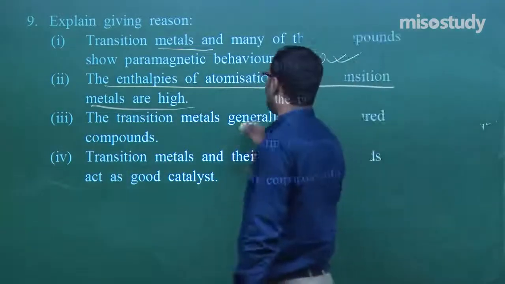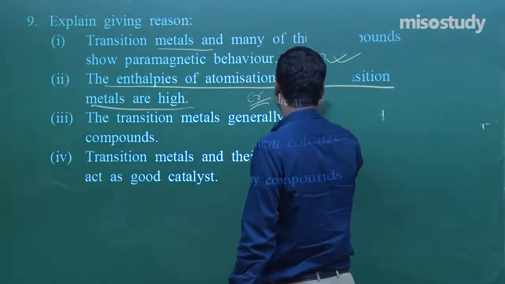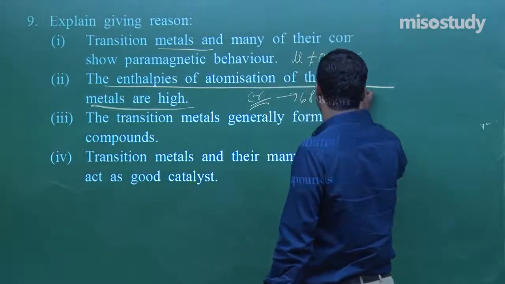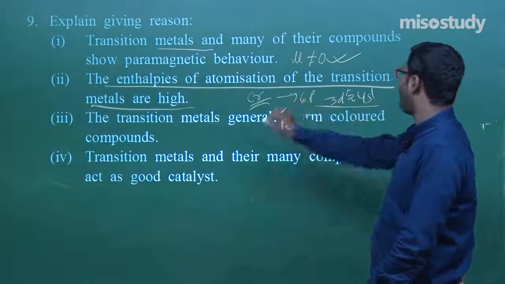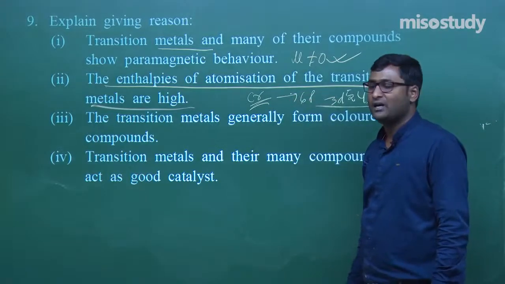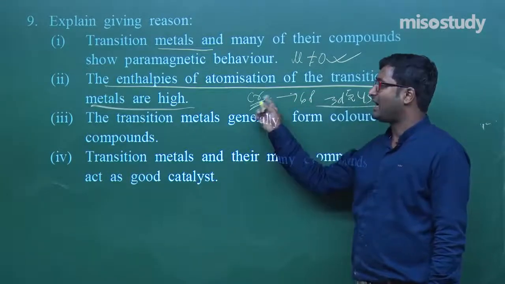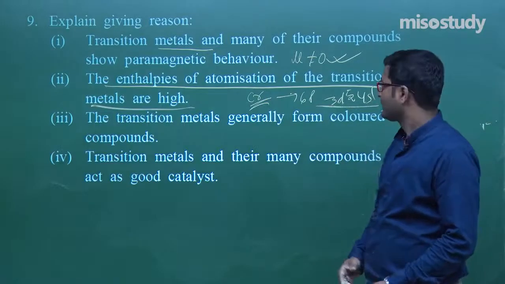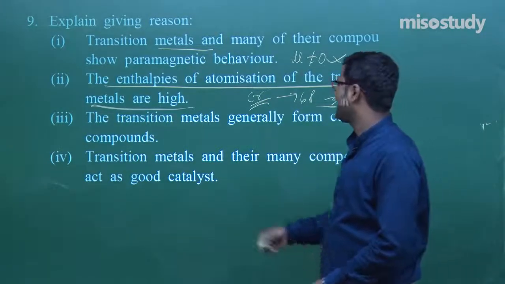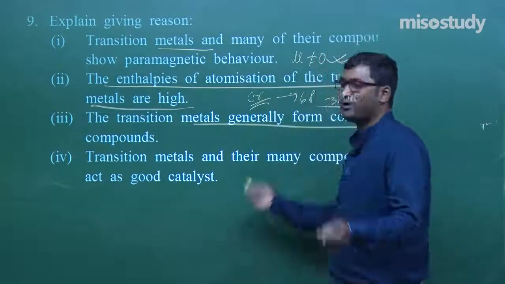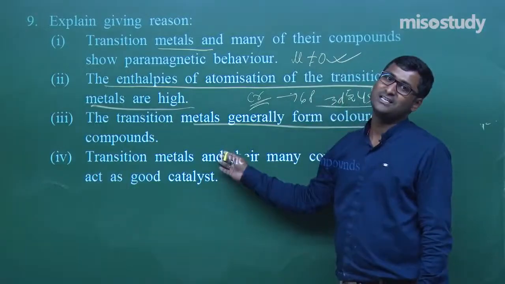For example, if I talk about chromium, chromium has 6 unpaired electrons because the electronic configuration is 3d5 4s1, so it is hard and it has high enthalpy of atomization. Now next one, transition metals generally form colored compounds. It is very simple, due to d-d transition.